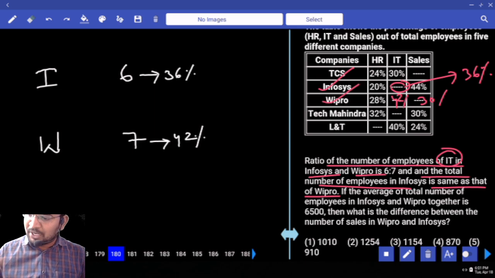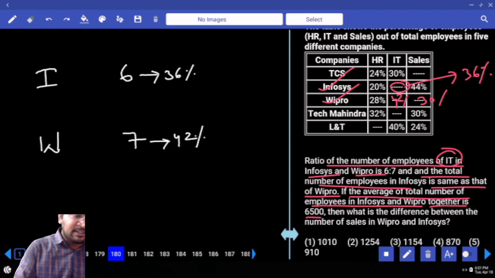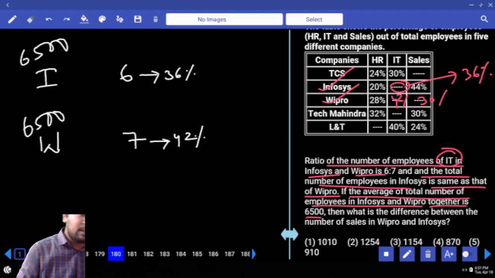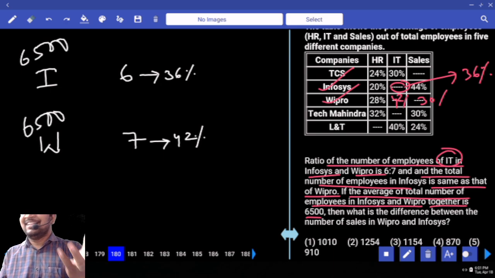Infosys and Wipro total number of employees are the same. If the average total number of employees in Infosys and Wipro together is 6500, therefore Infosys total is 6500 and Wipro total is also 6500. Total it is 13,000. Each one is the same. Are you clear? Very good.